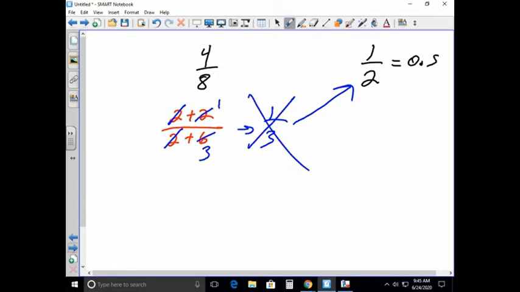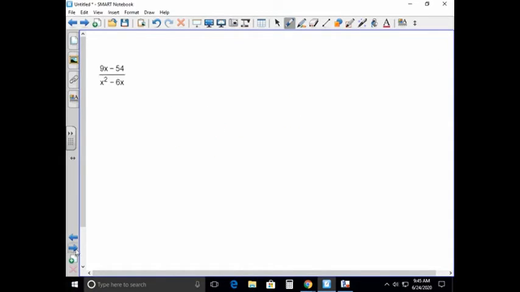So we can't cancel things from top to bottom if even one of those is being added or subtracted with something, if it's a term. We can only cancel things between top and bottom if they are factors. So let's take a look at this one.